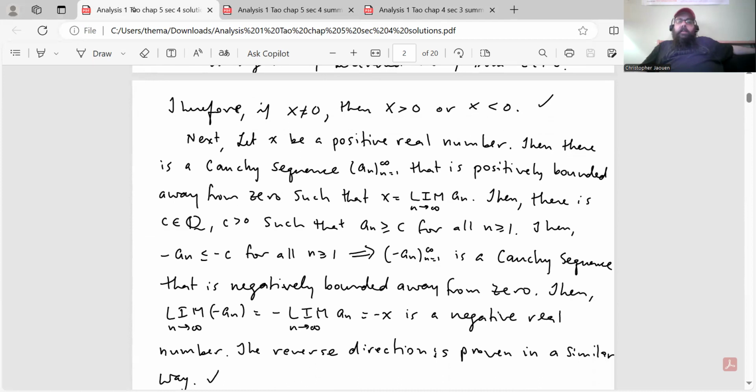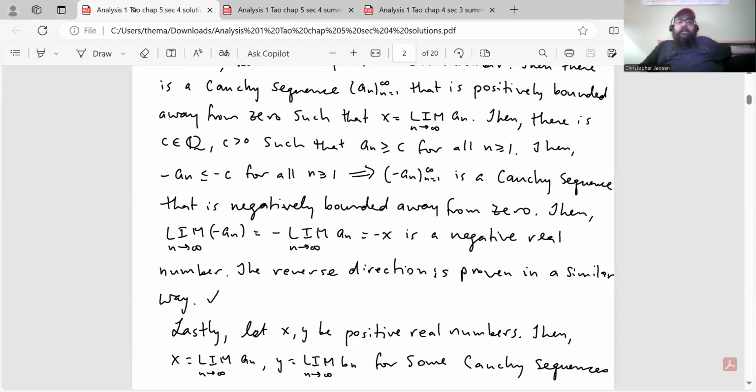Next, let x be a positive real number. Then there's a Cauchy sequence a_n that is positively bounded away from 0, such that x equals the formal limit of a_n. Then there is a rational number c greater than 0 such that a_n is greater than or equal to c for all n greater than or equal to 1. Then negative a_n is less than or equal to negative c for all n greater than or equal to 1, which implies that the sequence negative a_n, n going from 1 to infinity, is a Cauchy sequence that is negatively bounded away from 0. Then that means the limit of negative a_n is equal to the negative of the limit of a_n, which is negative x by definition, and that's a negative real number.